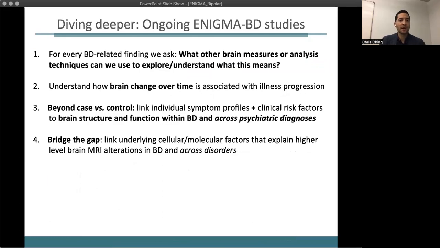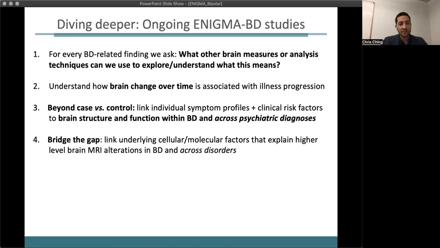Now, as I started to talk a bit more about some of our ongoing work and future studies, we have a couple guiding principles. So every time we look at a bipolar-related finding, we're constantly asking what are the other brain measures or analysis techniques that we can use to explore or understand what these results mean. We're also trying to look at how brain change over time is associated with illness progression. So moving away from studying just the snapshot in time and really looking at how the brain is changing. We know that bipolar disorder is an episodic illness, and to understand how those episodes work, we really need to look at how an individual's brain might be changing over time.